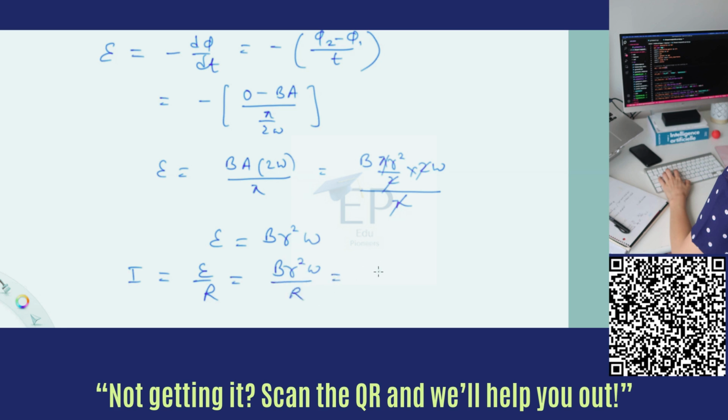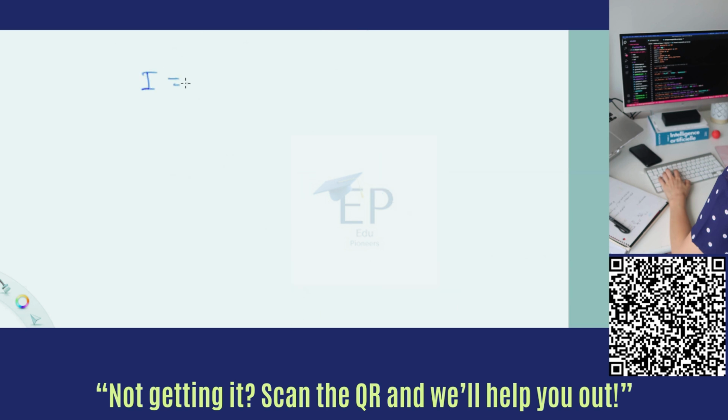So plugging in all known values, for B, this is 0.35 Tesla. For radius, this is 0.20 meter, having the whole square of it. For omega, this is 1.5 radian per second, then finally divided by resistance, which was 0.025 ohm. And finally, the answer for this current comes out to be 0.84 ampere, having a positive sign.